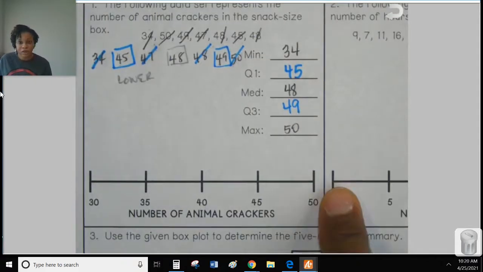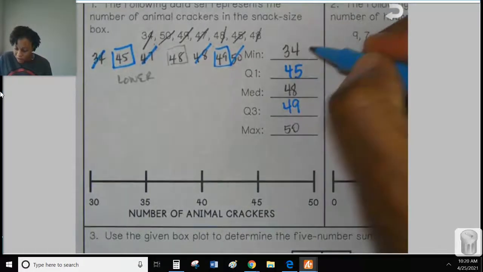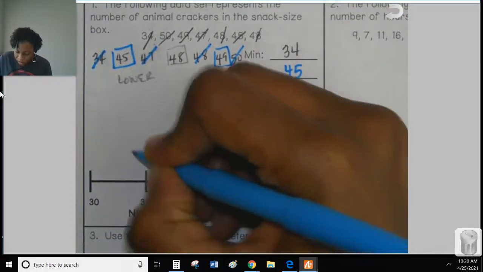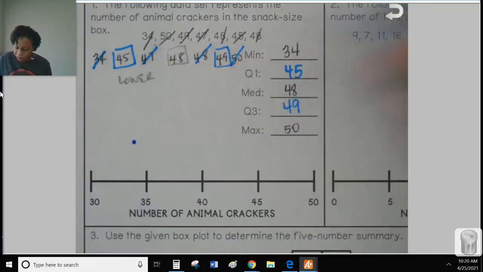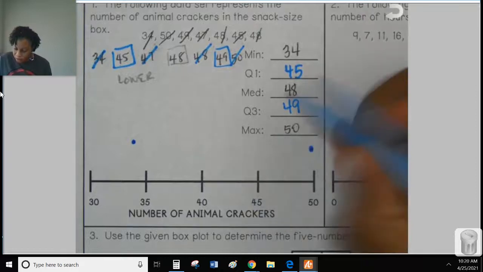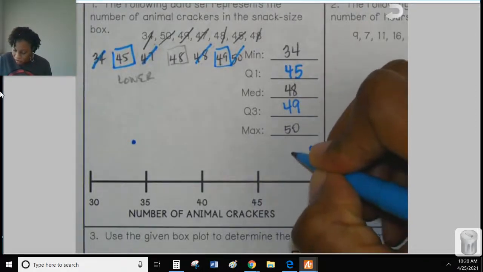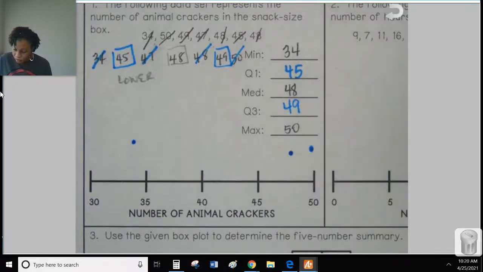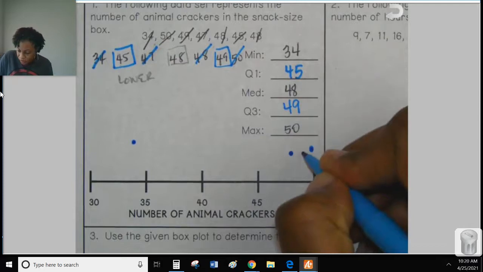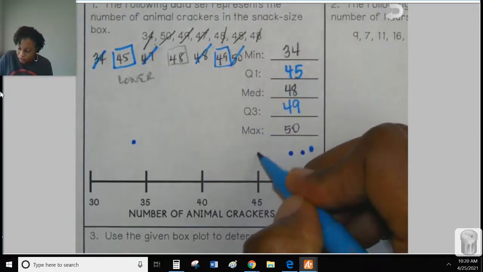So typically what we do, as you see, we have a number line here. You can start by placing dots and then we'll connect them. So my minimum is 34. I'm just going to guess and put a dot like there. My max is 50, so I'm going to put a dot here. My median is 48, so let's say 48 is about here. Then my Q3 is 49, so it would be there. And then my Q1 is 45, so it would be there.